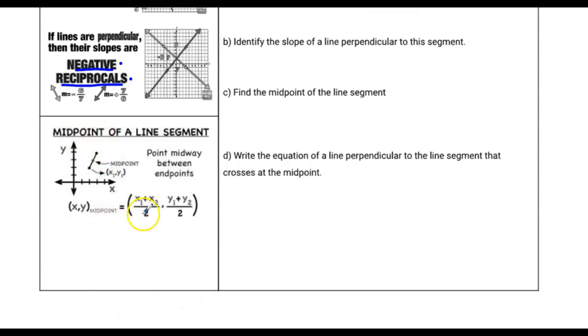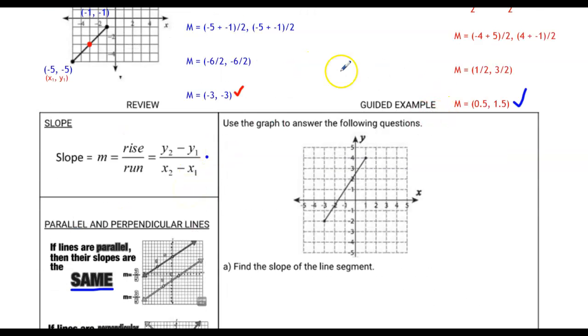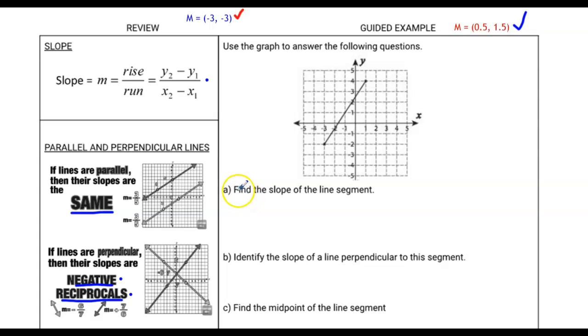You also know the midpoint formula is (x1 plus x2) over 2, (y1 plus y2) over 2. We literally just used it, and that's the midway point between two endpoints. Let's take a look at the guided example. It asks us first to find the slope of the line segment. We can find that slope by using the slope formula, which is y2 minus y1 over x2 minus x1.